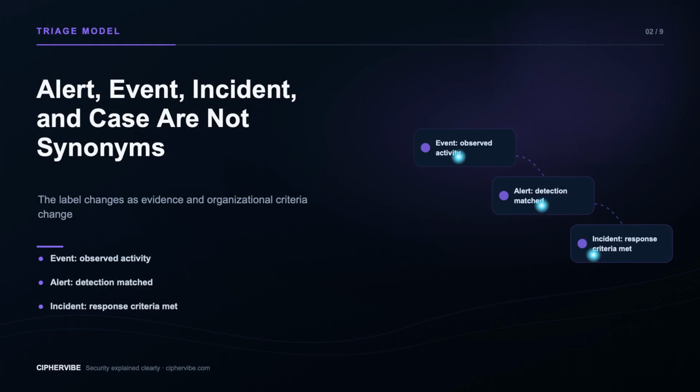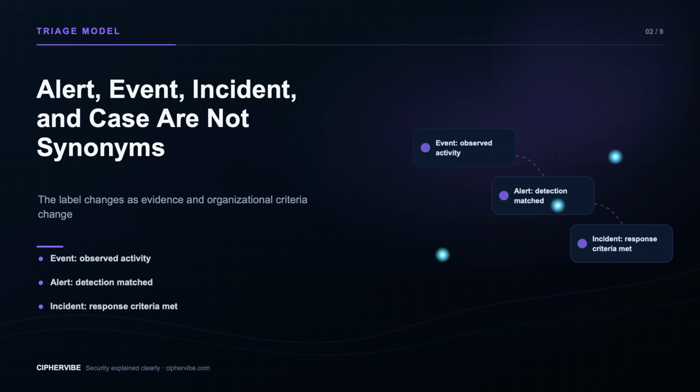An event is an observed action, such as a sign-in or process start. A detection rule evaluates events and may produce an alert. An incident is a situation that meets the organization's criteria for coordinated response. A case is the record used to manage the work. An alert can be a true positive without being a security incident.